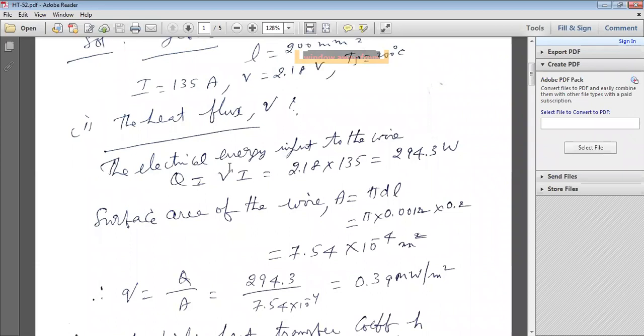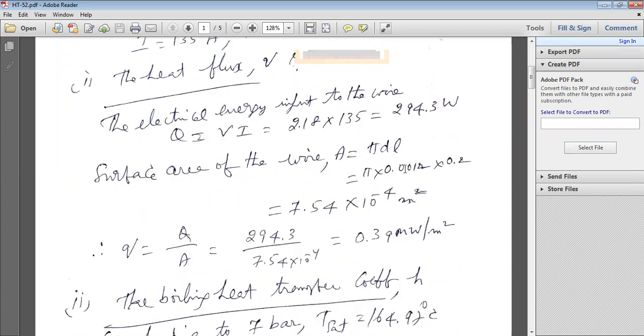The electrical energy input, that is the heat energy to the wire, Q, is equal to voltage into current. Voltage 2.18 into current 135 amperes. From this, you get the heat transfer rate, that is the energy input, 294.3 watts. Next, the surface area of the wire. How do you calculate the surface area? It is pi d L, because it is a cylindrical shape.